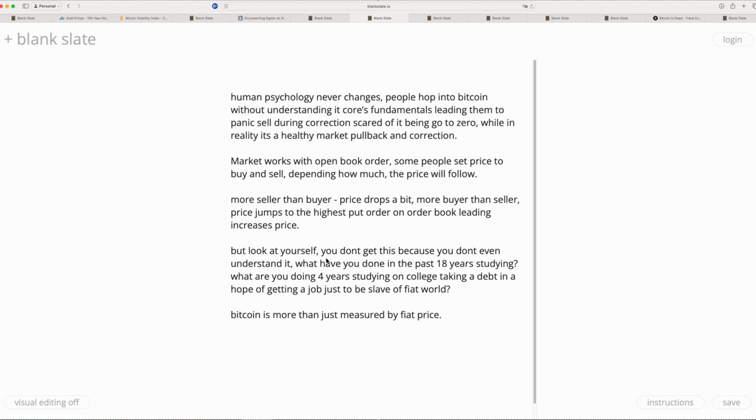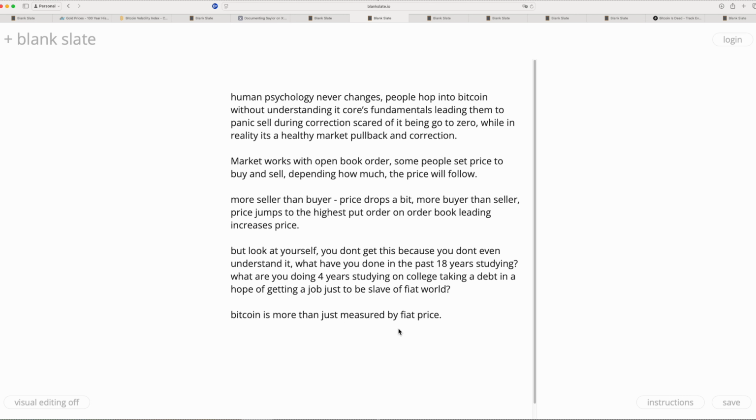But look at yourself. You don't get this because you don't even understand it in the first place. What have you done in the past 18 years of studying? School doesn't even teach you this. What are you doing for years studying in college, taking on debt in hope of getting a job just to be a slave in a fiat world? What are you doing? Study Bitcoin. Give it time. It's going to become your best friend.